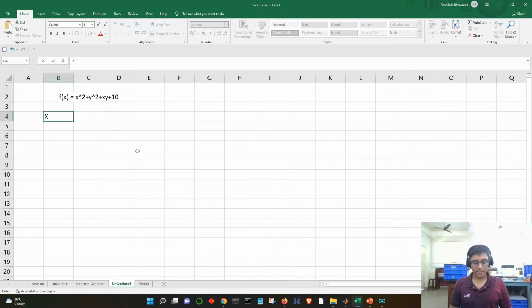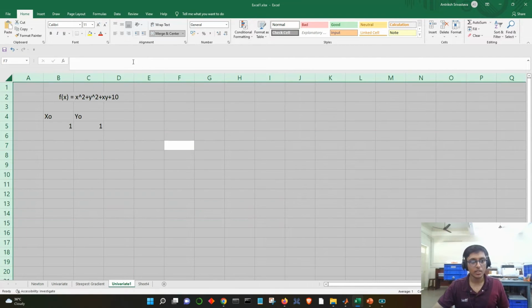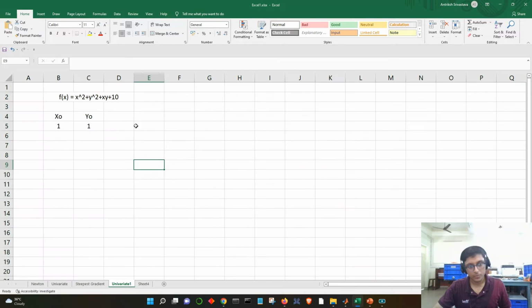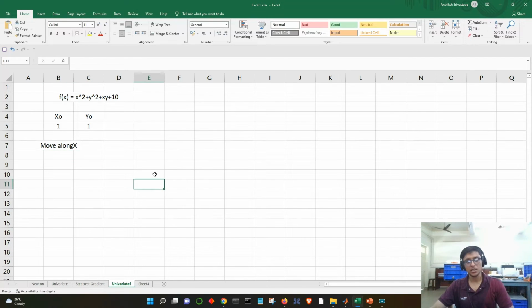Okay, so x naught and y naught. I'm going to take 1 and 1, and the same values we will take as the initial guess in the steepest descent also. So we have chosen 1 and 1. Let's try to optimize this function, or let's try to move along x first. So in that case, what will we have?